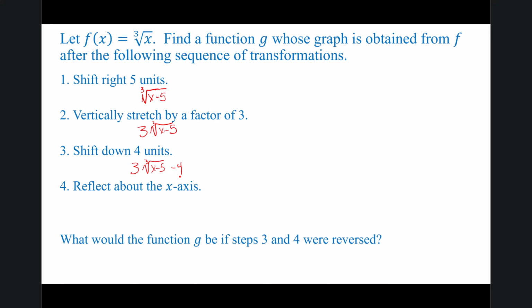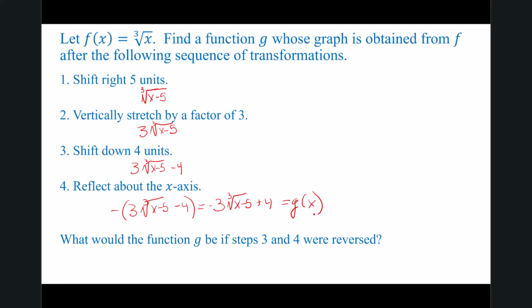And last, reflect about the x-axis. So shift that whole thing upside down. If I flip the whole thing upside down, I multiply the whole thing by -1. And I can distribute that -1 through if I would like, and I get -3 times the cube root of x minus 5, plus 4. And that is my new g of x, my new function.